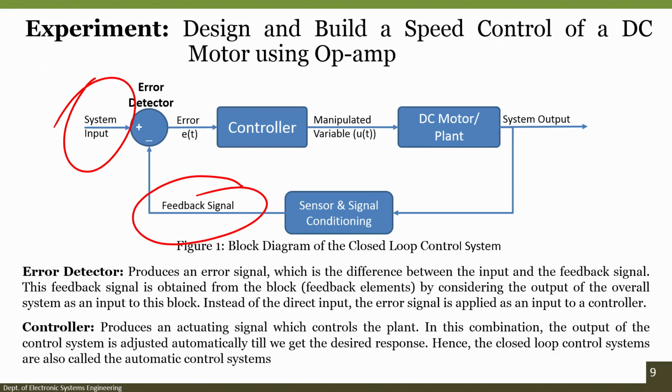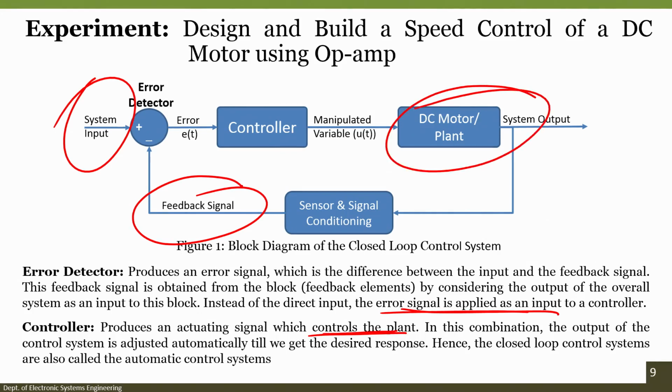Once you have the sensor, the sensing data can be further acquired, and you can do the signal conditioning with the help of operational amplifiers and relevant components. So, instead of a direct input, the error signal is applied as an input to the controller. Finally, what is the role of the controller? The controller produces an actuating signal which controls the plant.